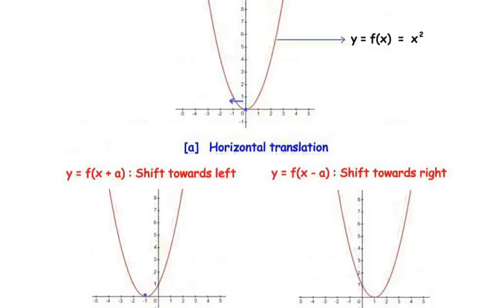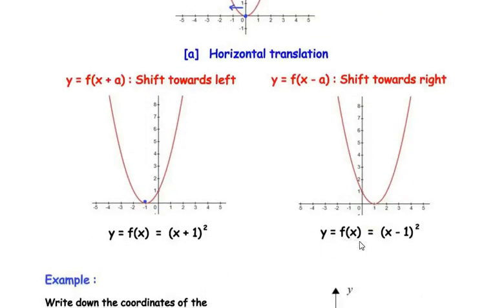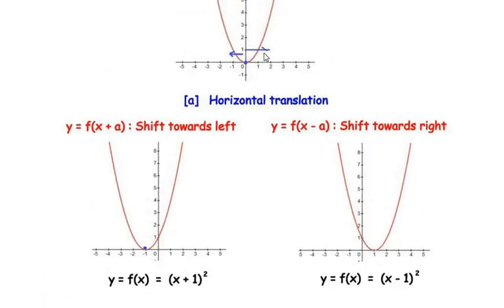Similarly, if you want to shift this parent function towards the right, we have to write this original equation as y is equal to f of x is equal to x minus 1 the whole square. So the general function is y is equal to f of x minus a. Now since we have considered a as 1 unit, you can see that the 0, 0 coordinate of the parent function has shifted to the right by 1 unit. So the coordinate 0, 0 has now become 1, 0. So all the points on the parent function also need to shift towards the right by 1 unit. So this is how the horizontal translation works.